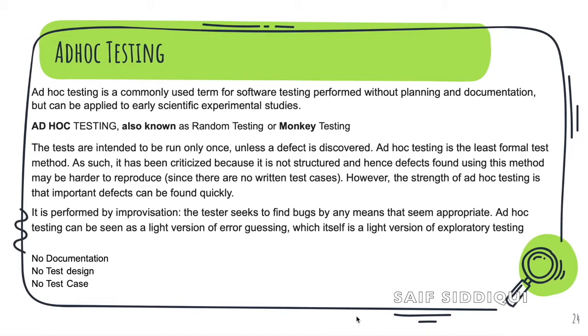So basically, ad hoc testing is a commonly used term for software testing performed without planning and documentation, but it can be applied to early scientific experimental studies. Ad hoc testing is also known as random testing or monkey testing. In ad hoc testing, the tests are intended to be run only once unless a defect is discovered. Ad hoc testing is the least formal test method.